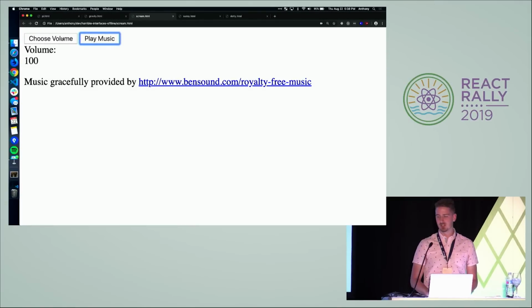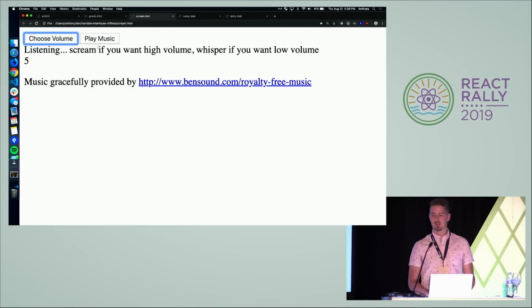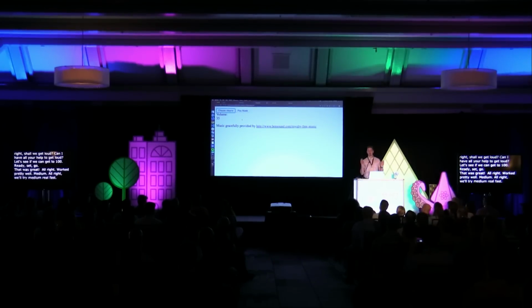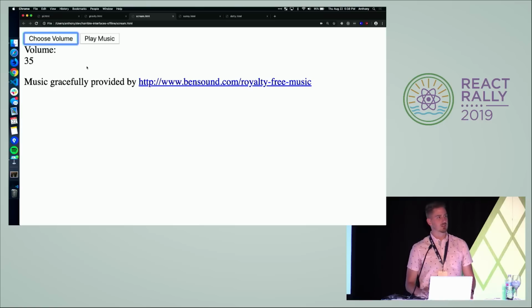Medium. Okay, we'll try medium real fast. Yeah. Oh. Yeah, that's about the level of enthusiasm that I heard when I walked up here. Just kidding.